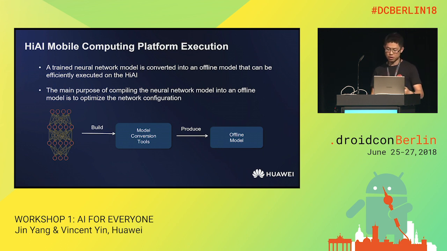The main purpose of compiling the standard neural network model into an offline model is to optimize the network configuration. After compilation, an optimized offline target file is generated, which is serialized and stored on the disk. As a result, when inference is performed, the optimized target file is used. It's very fast and efficient during processing.